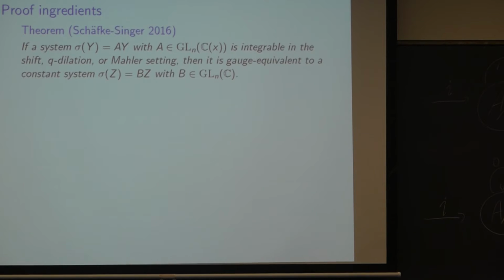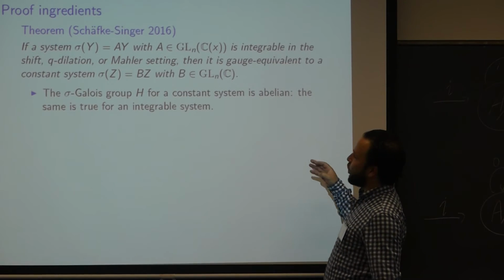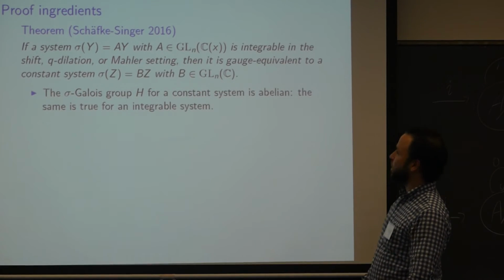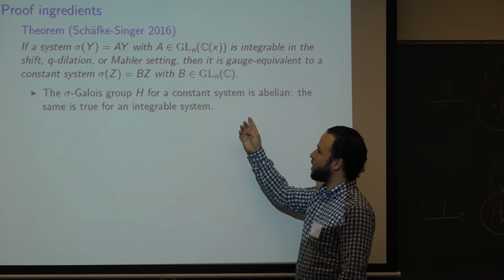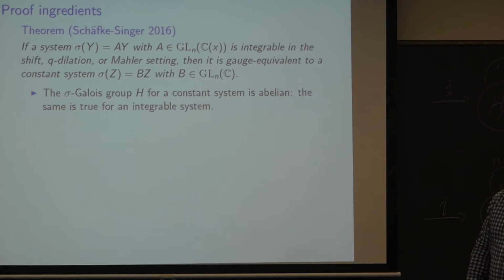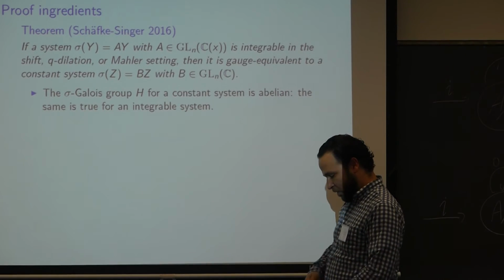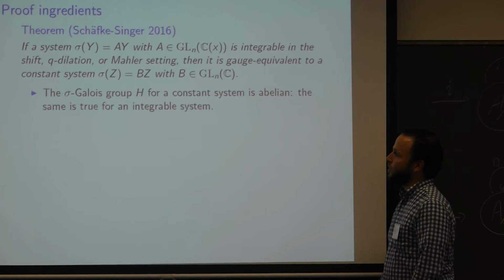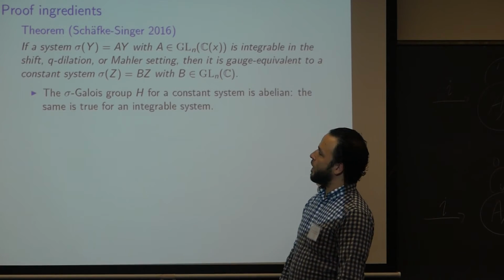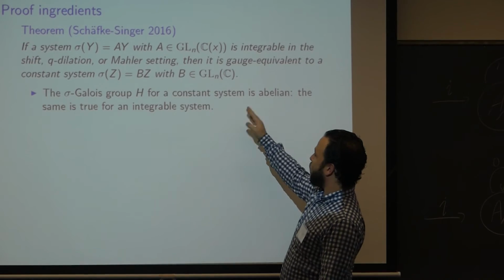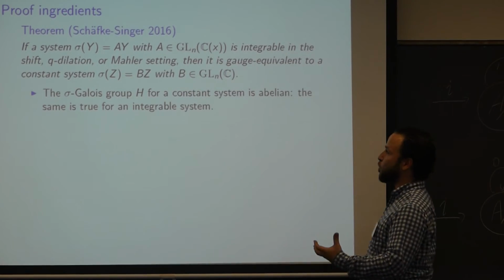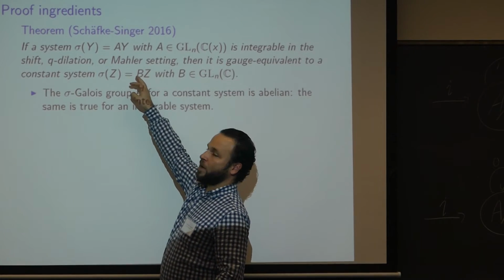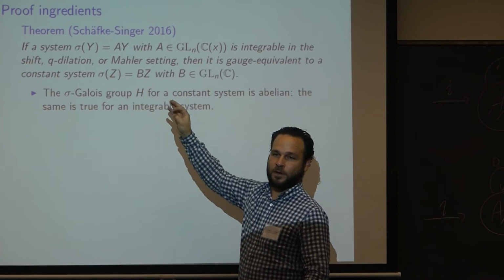Okay. So briefly, we can show that the Galois group of a constant system is abelian, and the proof of that is quite cool. I wish I had time, but the idea is that certain facts about the difference Galois theory allow you to show that the Galois group of a constant system like this one has to be contained in the Zariski closure of the subgroup generated by B, and that one's abelian.